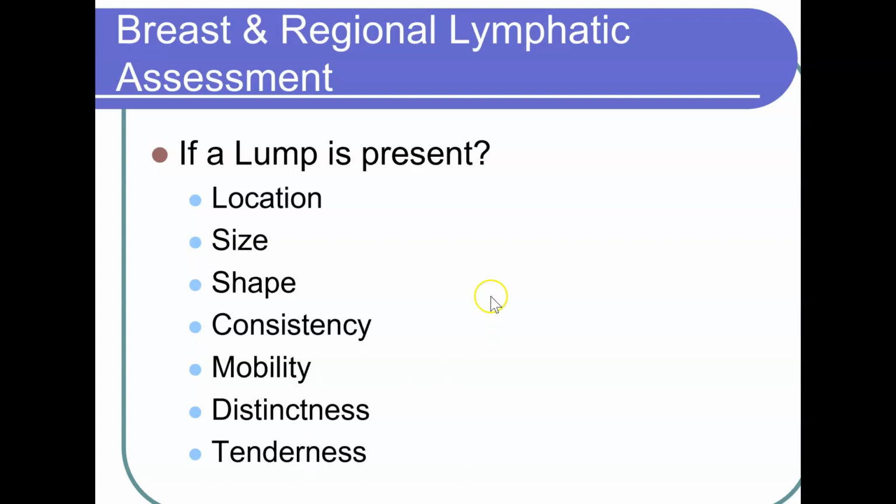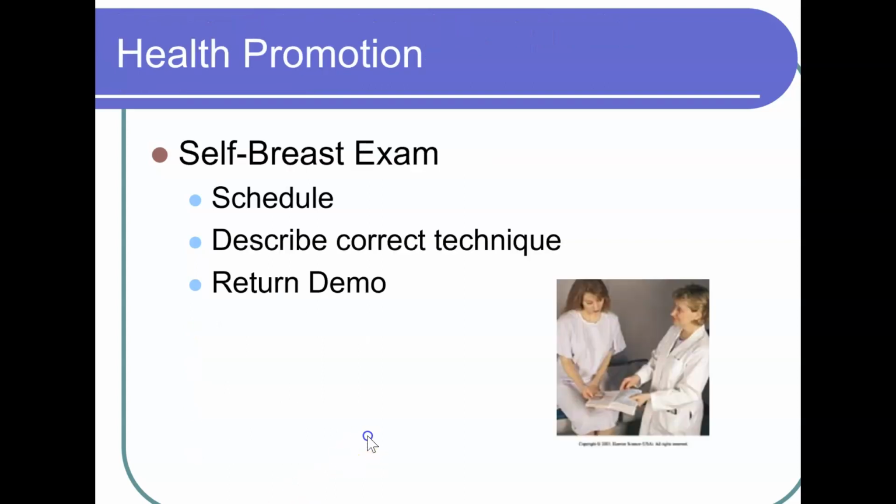You want to see if a lump is possibly present. If they have a lump present, you want to look at the location, the size, the shape, the consistency, the distinctness, the tenderness, whether or not you can manipulate it, and that type of thing. You want to look at all of those things to see if there are any abnormalities.